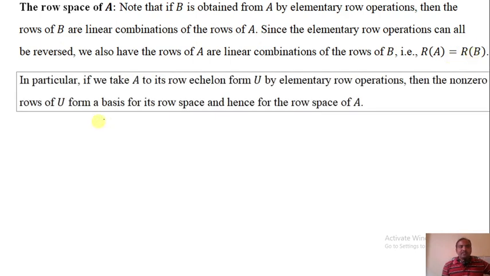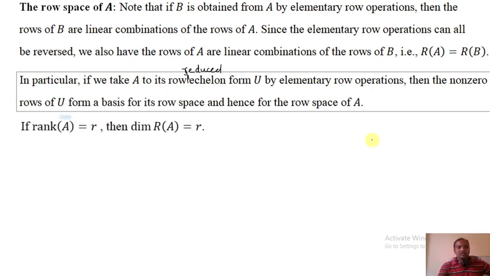In particular, if we take A and reduce it to row reduced echelon form U by elementary row operations, then the non-zero rows of U form a basis for its row space, hence for the row space of A. The basis for U is the same as the basis for A, because the rows of U are linear combinations of A and vice versa under row operations. If the rank is r, rank means the dimension of the row space. The dimension of the row space is r.